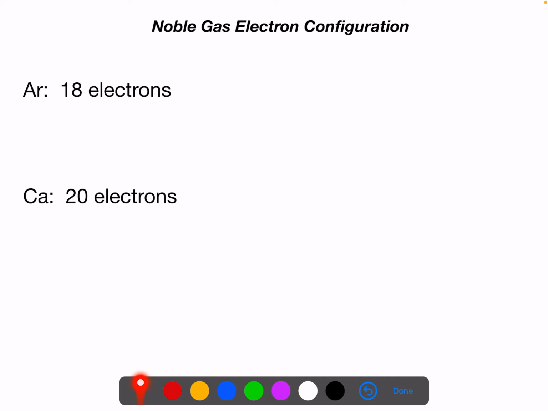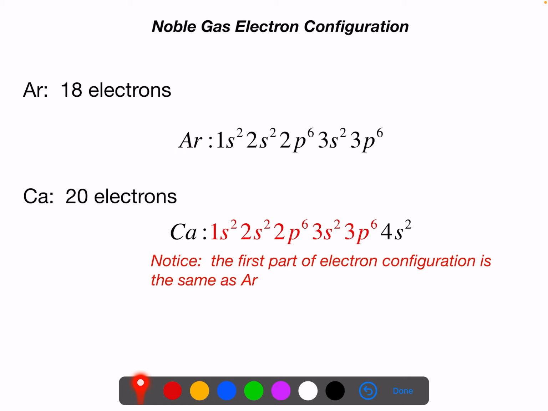One of the nice things about writing electron configurations is we can develop even another shorthand and write what we call the noble gas electron configurations. To illustrate this, let's write out the electron configuration of argon, which has 18 total electrons, and calcium, which has 20 total electrons. So argon would look like this. Argon is 1s2, 2s2, 2p6, 3s2, 3p6.